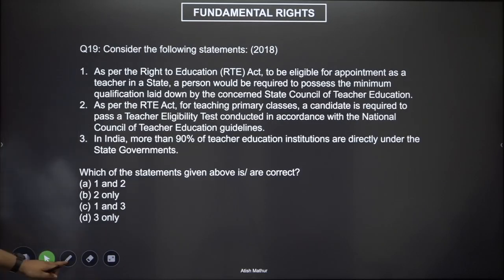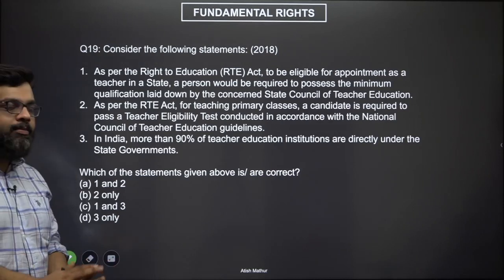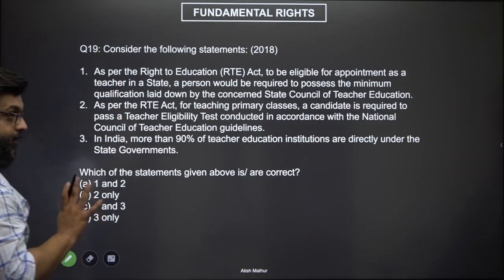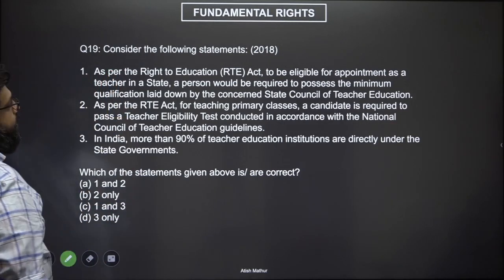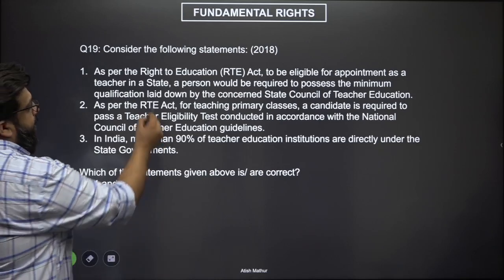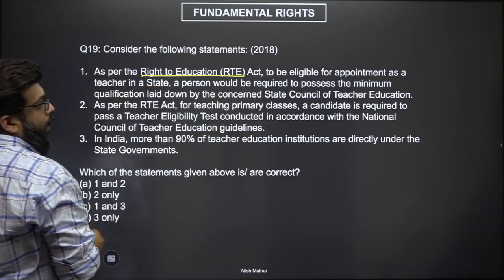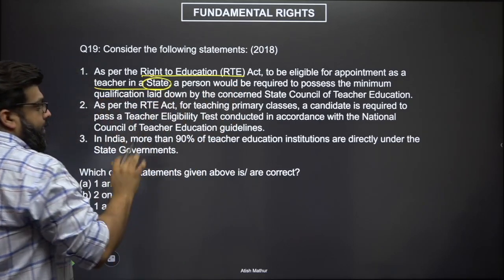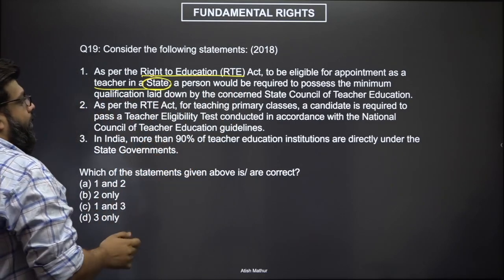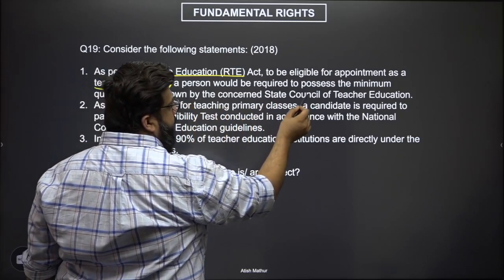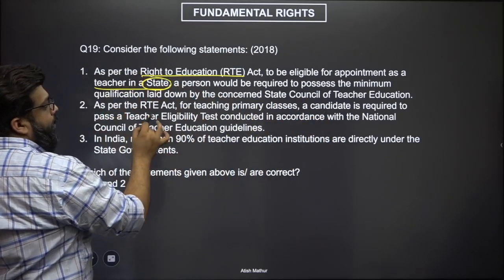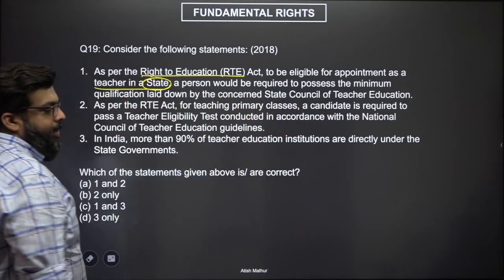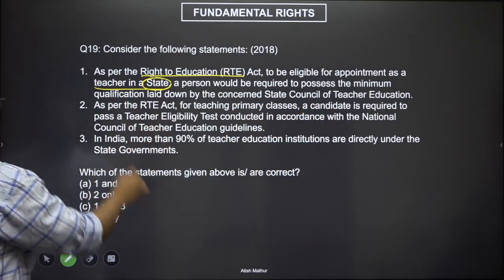Next. Tough question, but can be done. There is a glaring contradiction in this question. Very tough, but very, very interesting question. As per the Right to Education Act, to be eligible for appointment as a teacher in a state, here state means UP, a person would be required to possess the minimum qualification laid down by the concerned State Council of Teacher Education. Let us simplify this.